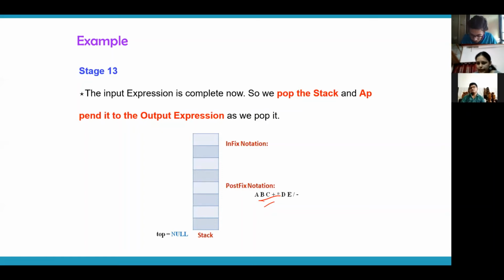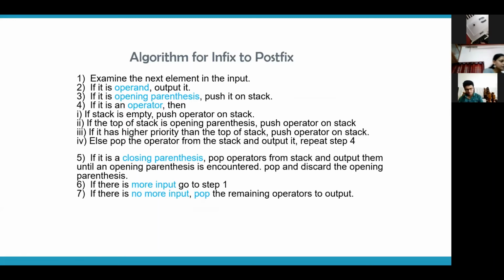Is the algorithm clear? Everybody? Yes, ma'am. I'll give you an example to try. Take 2 minutes and solve this example. Okay, only 2 minutes you have to solve this example. Before that I'll just revise the algorithm once again.